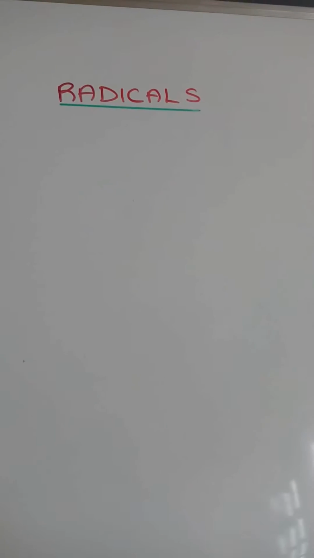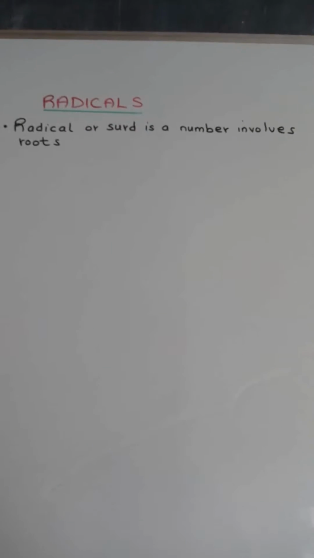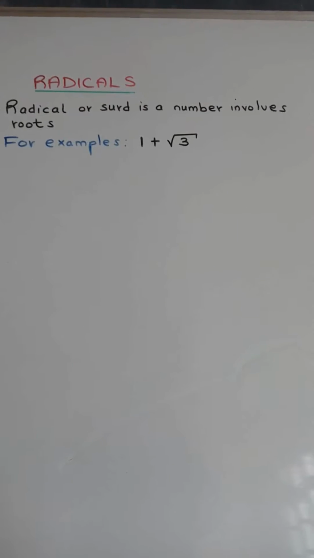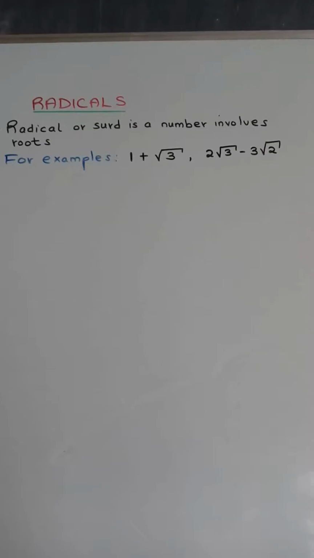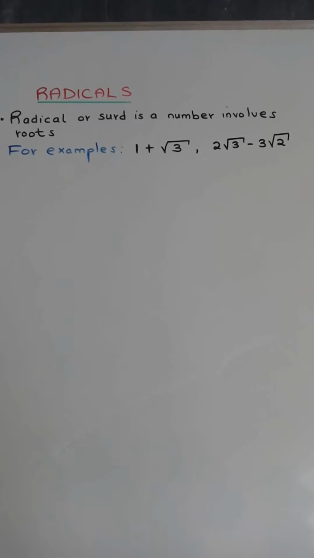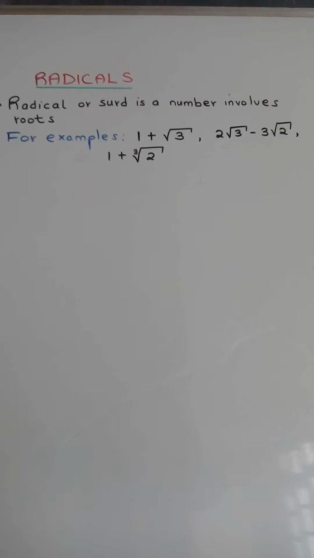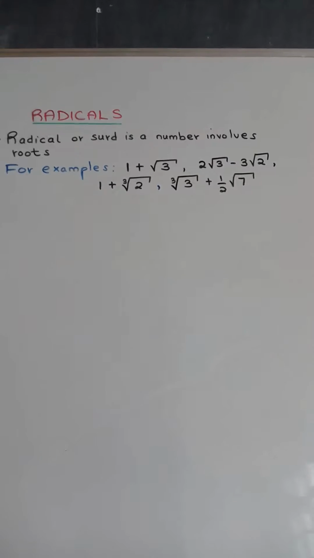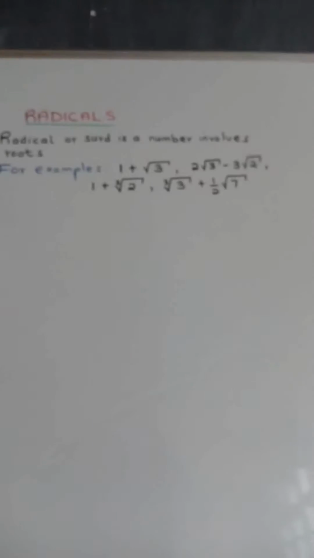Radicals. A radical or surd is a number that involves roots. For examples, 1 plus radical 3, 2 radical 3 minus 3 radical 2, 1 plus cube root of 2, cube root of 3 plus a half radical 7.